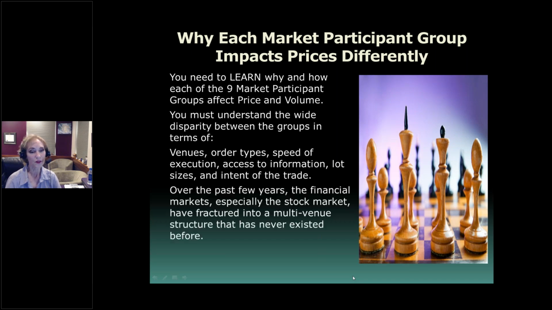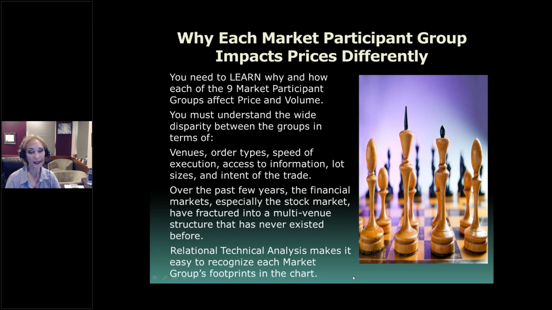Over the past few years, the financial markets, especially the stock market, have fractured into a multi-venue structure that has never existed before. Relational technical analysis makes it easy to recognize each market participant group's footprints on the charts because of how they trade. If you know how they trade, you'll go, oh, that's a dark pool. Oh, those are professional traders. That's a buyback. That's corporations. And that makes all the difference in understanding what's going on.